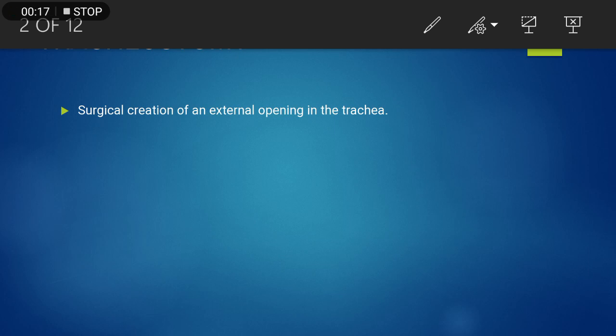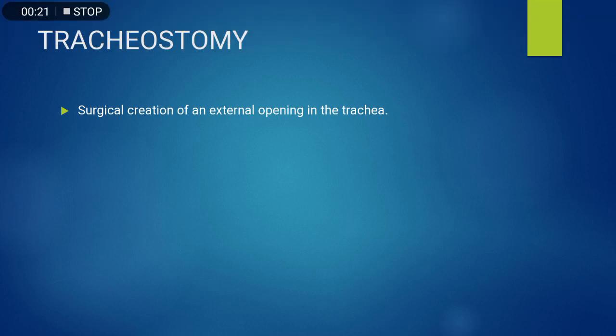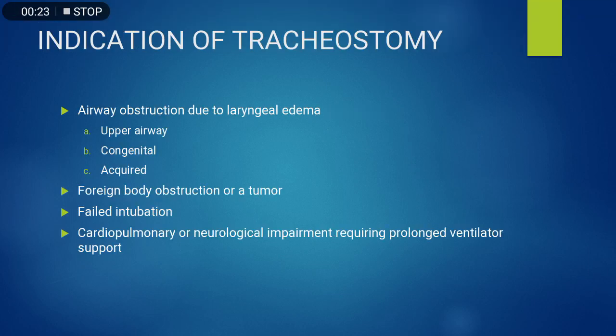The indications of tracheostomy are airway obstruction due to laryngeal edema, such as upper airway, congenital, and acquired, for example if the patient is undergoing anaphylaxis. Foreign body obstruction or a tumor, failed intubation, cardiopulmonary or neurological impairment requiring prolonged ventilation support.